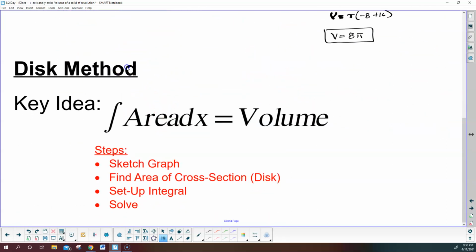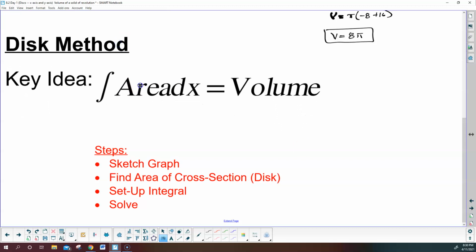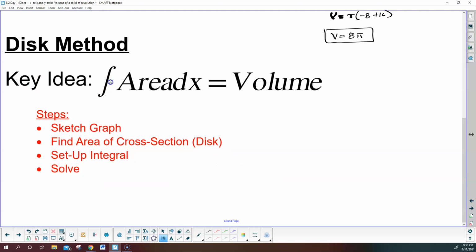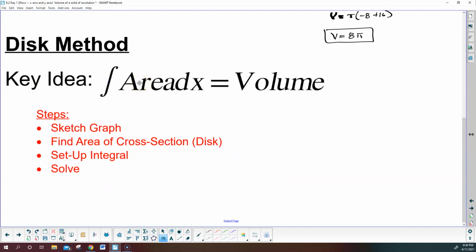Here's your main idea. If you want to pause the video and just kind of get this down, we're only looking at a disk method, which we talked about in the warm-up a little bit. That's just plain circles. So what's our main idea? Well, all of those circles added up is the accumulation. So it's the area with respect to x or y. It depends on what we're rotating about. And that's going to equal the volume.